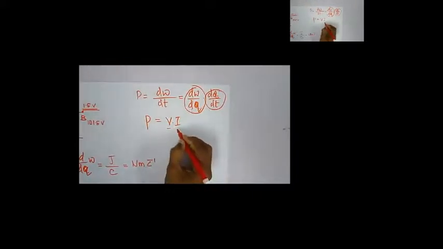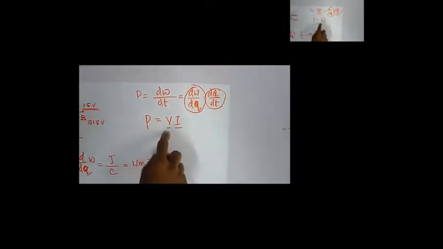So the power dissipated or absorbed can be simply expressed as the voltage between those 2 points times the current between those 2 points, V into I. That's all about the basics of current and power. We'll see further details later.